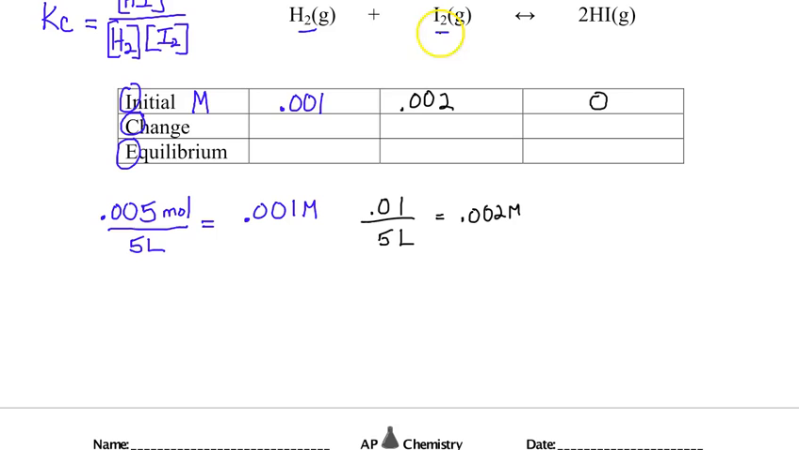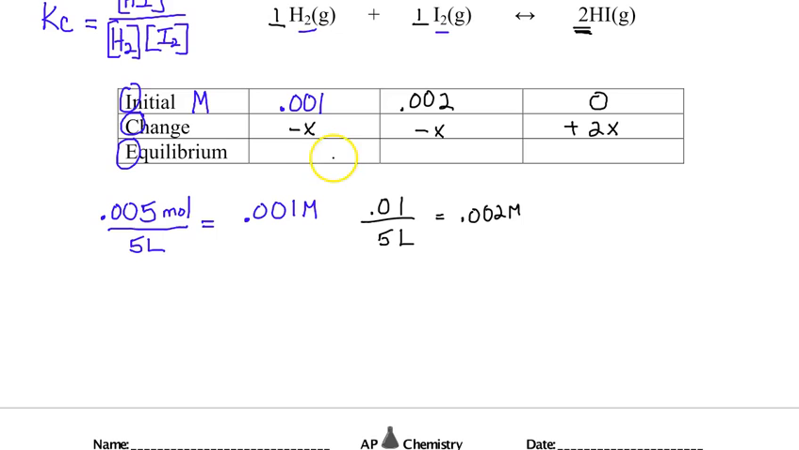So this is going to be minus X. And what's this going to be? Look at the stoichiometric coefficient. For every one of these, there's 2 of those. So this is going to be plus 2X. Notice the sign. We're losing something here, and they're both equal because they both have a stoichiometric coefficient of 1. We're bringing back the stoichiometry. For every 1 H2, there's 2 HI. You need one of these to be lost to gain 2 of those.